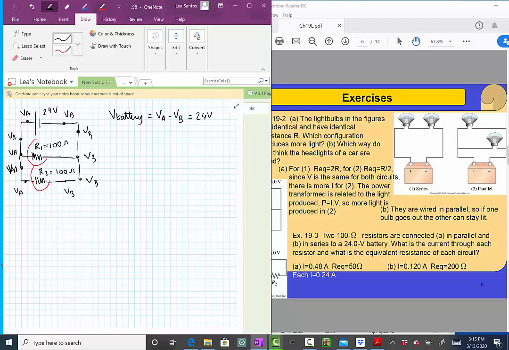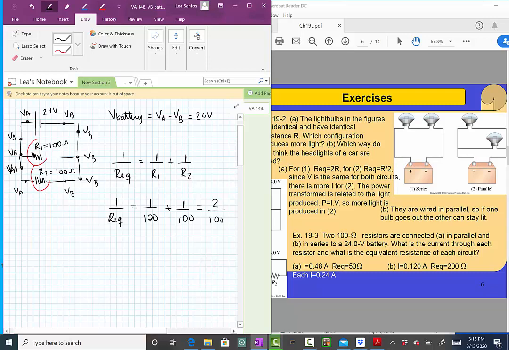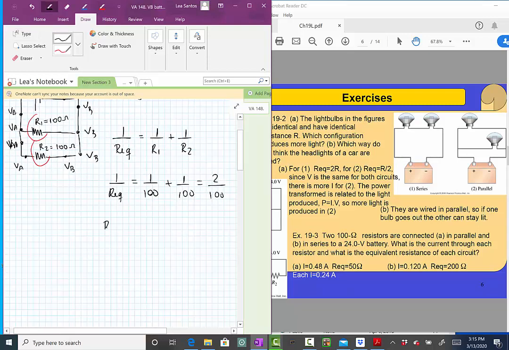Now let's go and get first the equivalent resistance. We already discussed the equation. The equivalent resistance for a circuit in parallel is that equation involving those ratios. 1 over the equivalent resistance, in our case, is going to be 1 over R1 plus 1 over R2. So 1 over that equivalent resistance is 1 over 100 plus 1 over 100. That means 2 over 100, which means our equivalent resistance is 100 divided by 2, which means 50 ohms.